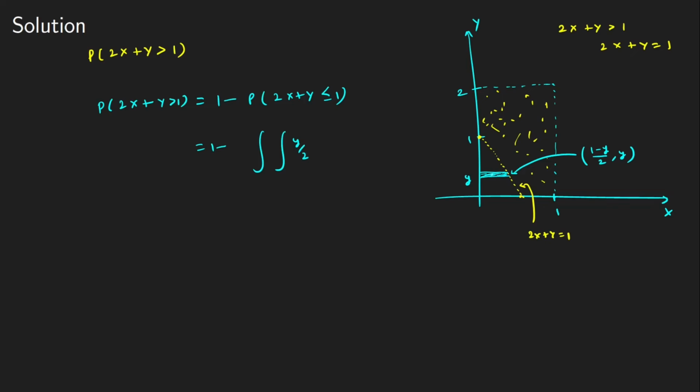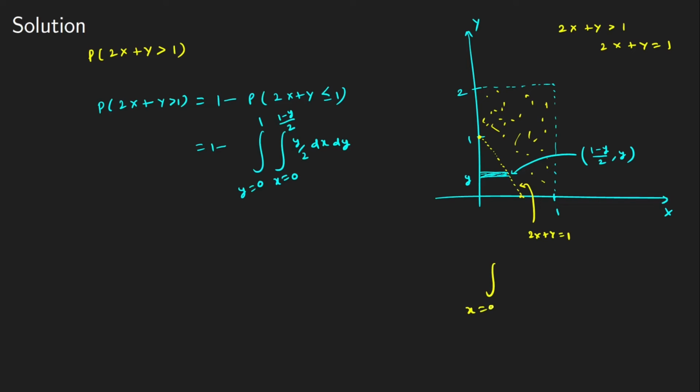First we will integrate over this strip, and this strip will go from y equals 0 to y equals 1, and the range for the strip will be from x equals 0 to x equals (1 minus y) by 2. So we can write x from 0 to (1 minus y) by 2, and in the y direction from y equals 0 to y equals 1. First we integrate with respect to x, then with respect to y. We can calculate this inner integration separately, and then put it there.